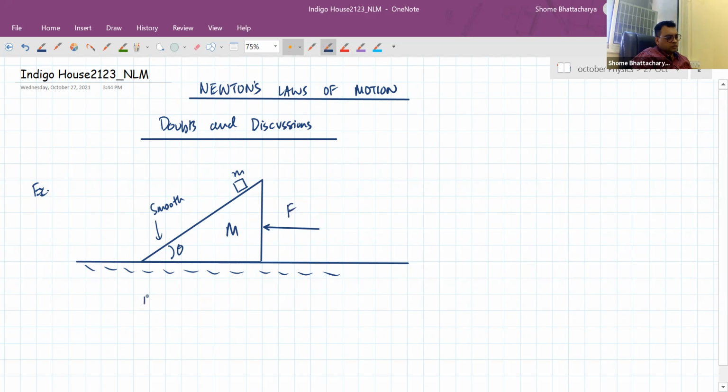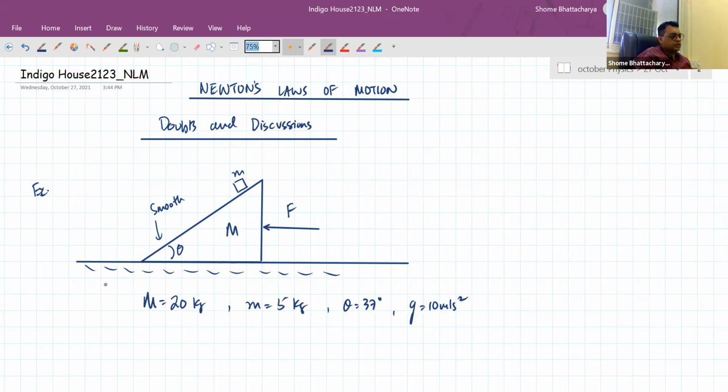So these are the given values. This is 20 kilograms. The smaller block is 5 kilograms. And the angle theta is 37 degrees. Okay. Take the value of g as 10 meters per second square.